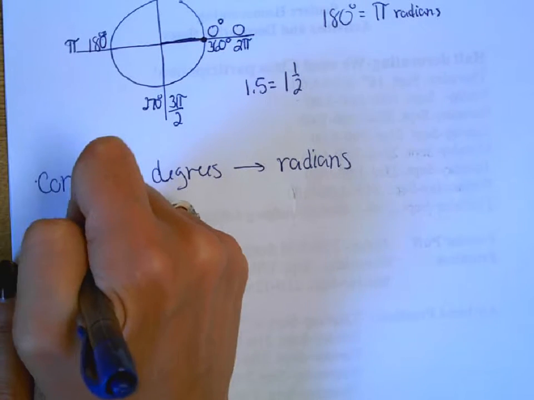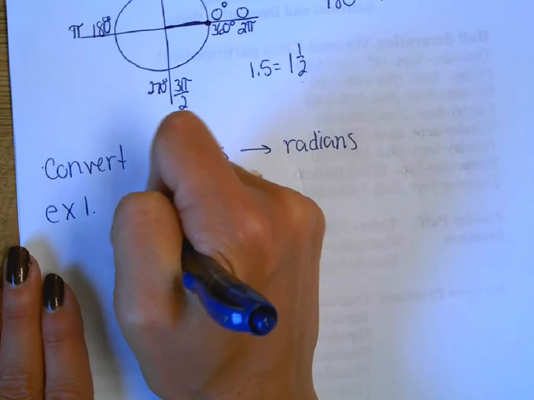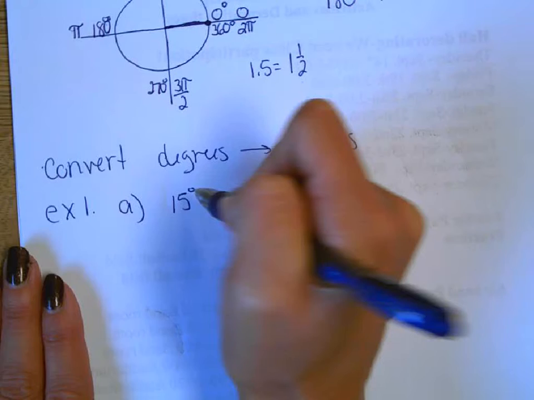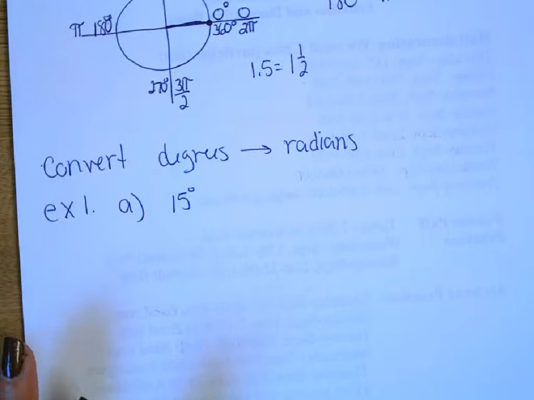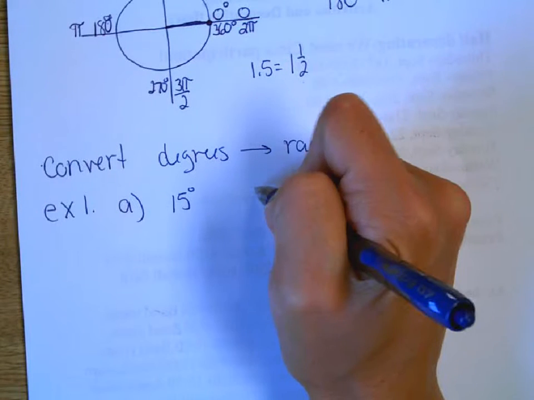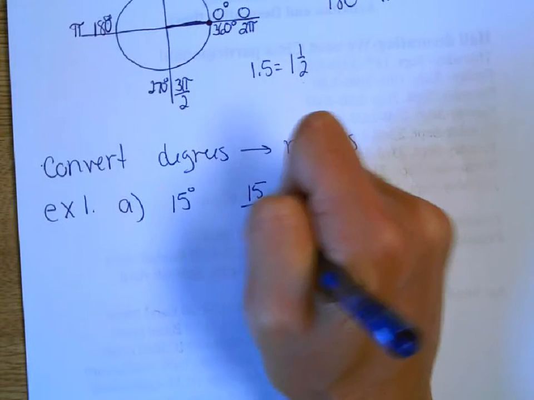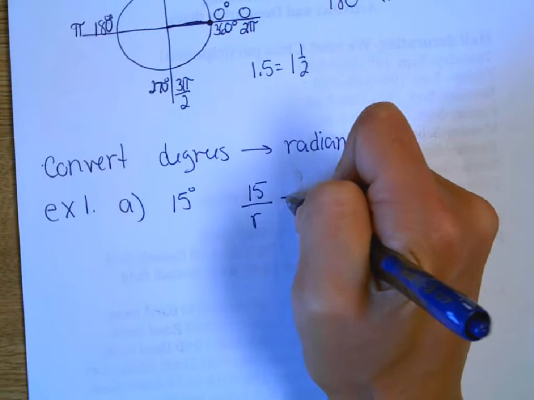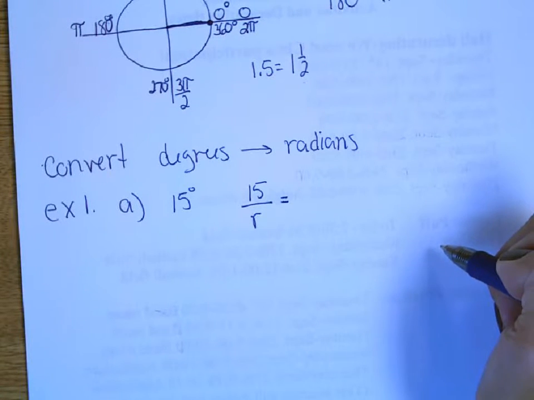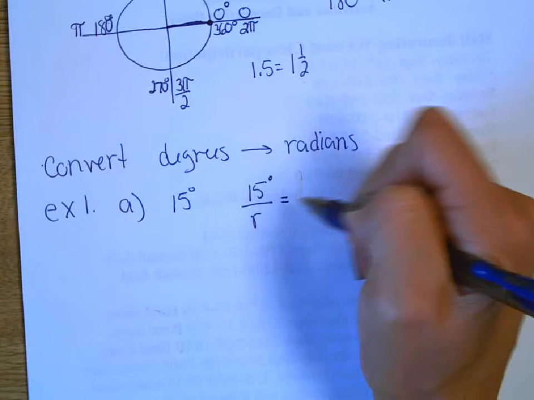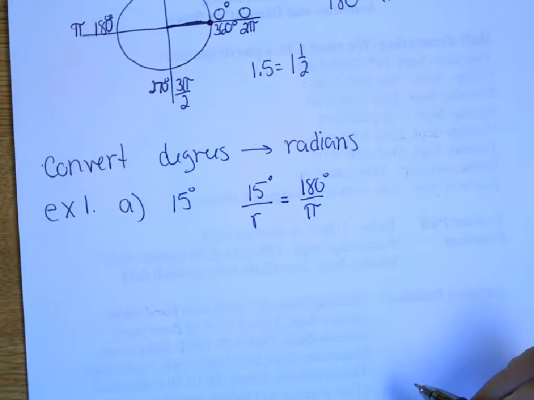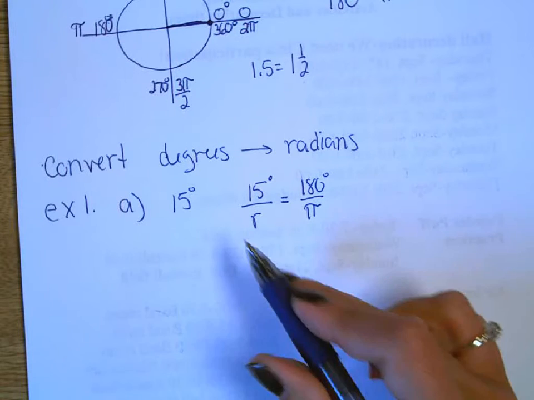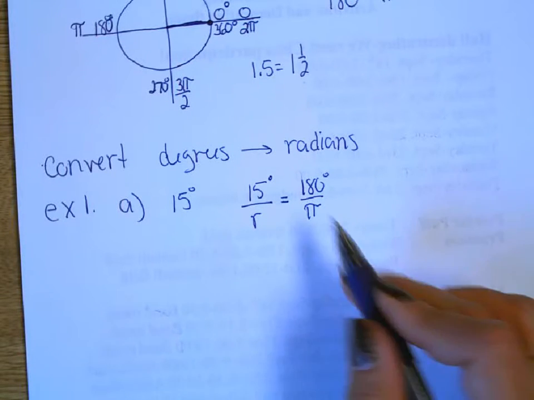Okay, convert degrees to radians. If I had 15 degrees, I want to convert that into radians. So what we're going to do is proportions. I'd set up 15 over radians has to equal, and what's my conversion I can use? 180 over pi, because this was degrees over radians. And we want to keep pi in our answer. We're going to go through this the long way once, and then you're going to tell me the shortcut.